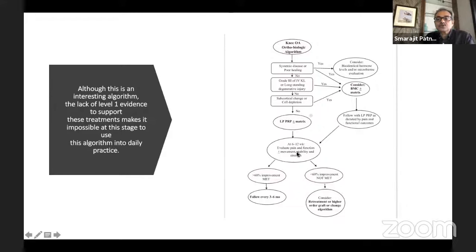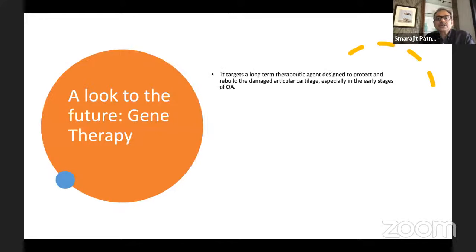And at 6 to 12 weeks, we evaluate for the pain and the function and check for the mobility and stability. And if there is less than 60% improvement, then we have to consider retreatment or a higher order of graft, or change the algorithm. If we have a reasonable amount of success, then we can follow that every 3 to 6 months. A look into the future, the gene therapy, it targets long-term therapy. All these other techniques which we are discussing require multiple treatments at some frequency.